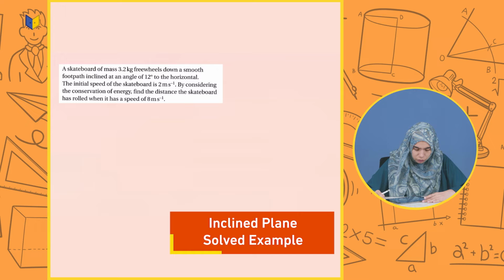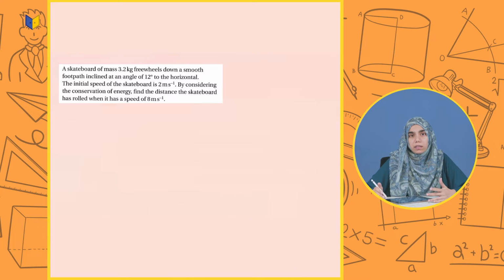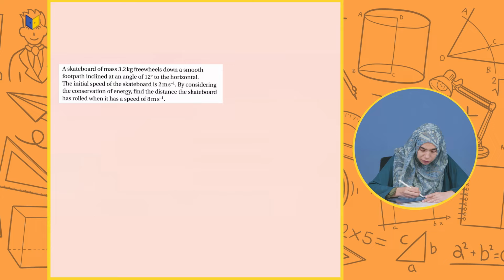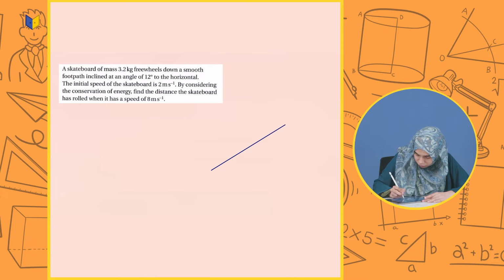This is our next question. Let's see what the question says and then decide the approach if we have an option. Okay, so there's a skateboard of mass 3.2 kgs freewheeling down a smooth path inclined at an angle of 12 degrees. So we have an inclined plane and the angle is 12 degrees.